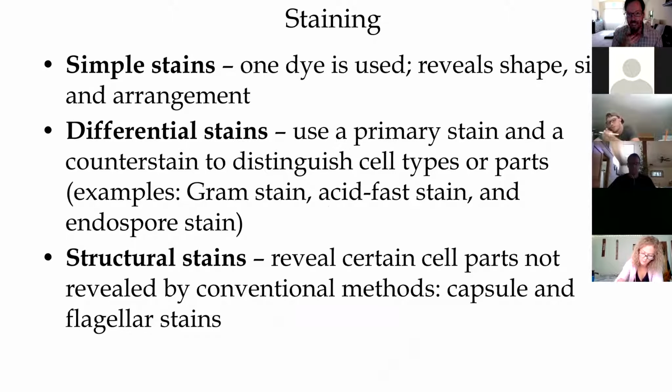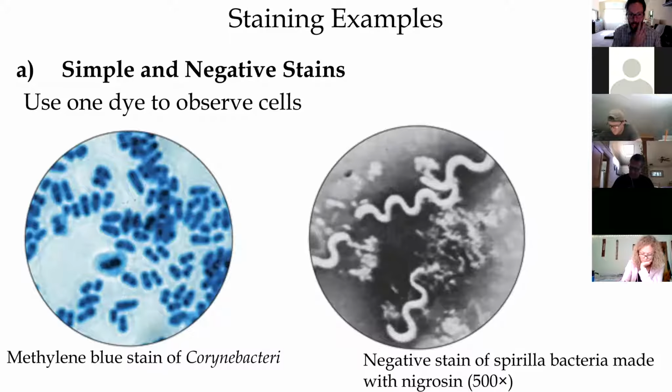We said there were simple stains that just use one dye. There are differential stains that help us to distinguish between bacterial species based on whether or not they uptake those stains or not. And we said there are structural stains that stain different parts of the bacterium to show us whether or not it has things like flagella or a capsule. Here are some examples of a simple stain. On the left is a methylene blue stain staining the microbes. On the right is a negative stain, so it's staining the background, not the microbe.